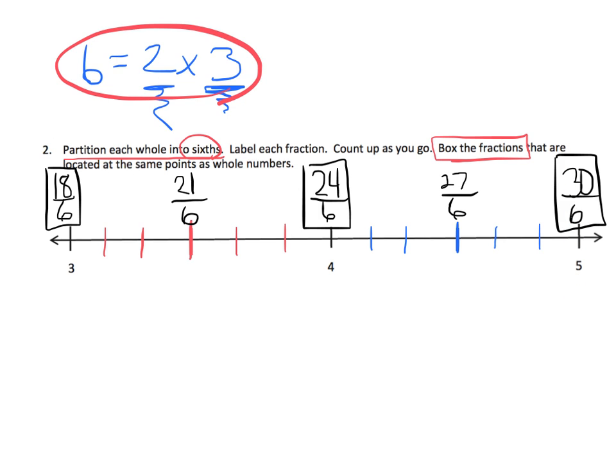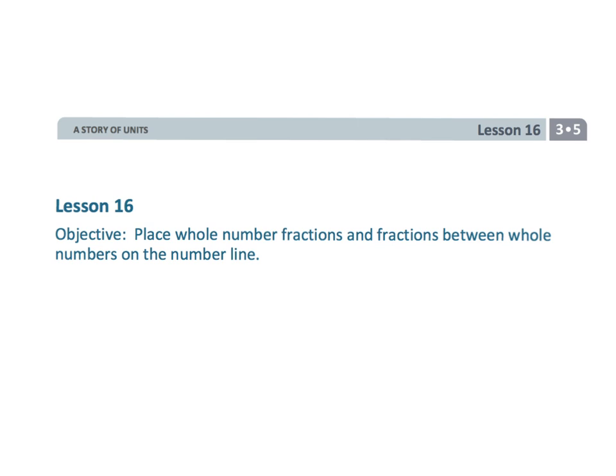And that is the beautiful art of placing fractions on a number line that are larger than one whole. And that wraps up Grade 3, Module 5, Lesson 16.